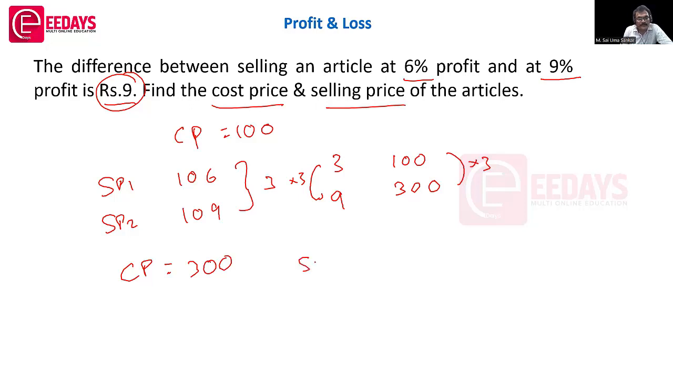Now, what is SP1? It is equal to 6% profit. 6% of 100 is 6. 6% of 300 is equal to 18. So 300 plus 18, that is 318. SP2 is equal to 9%. 9% of 100 is 9, 9% of 300 is 27. So 327, which is the required answer.